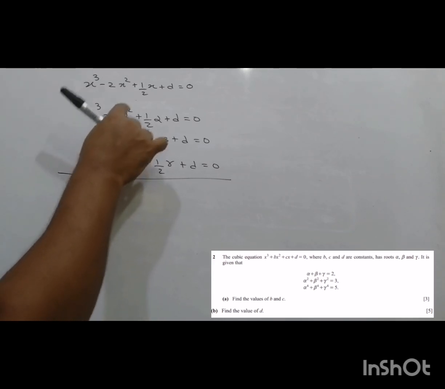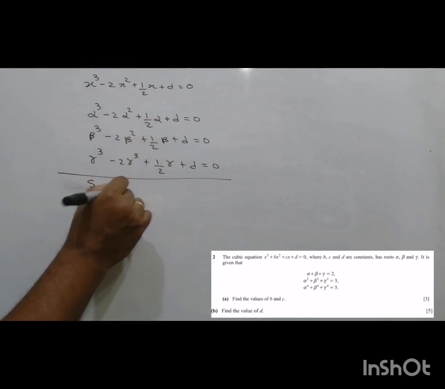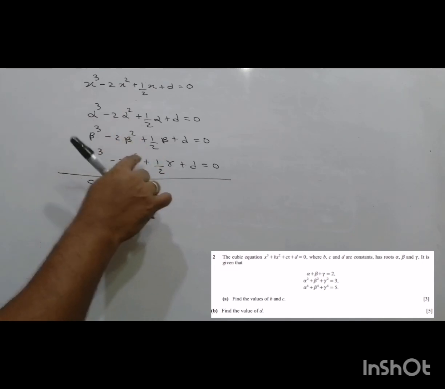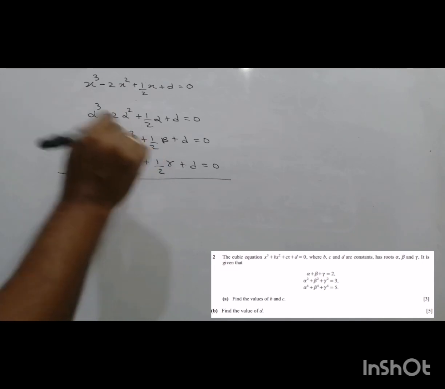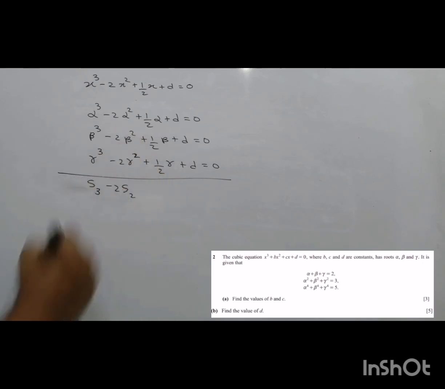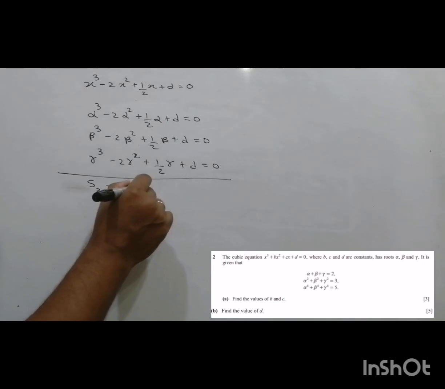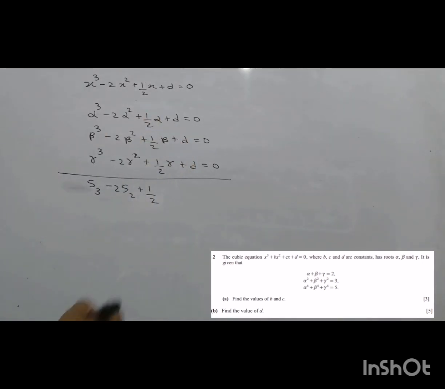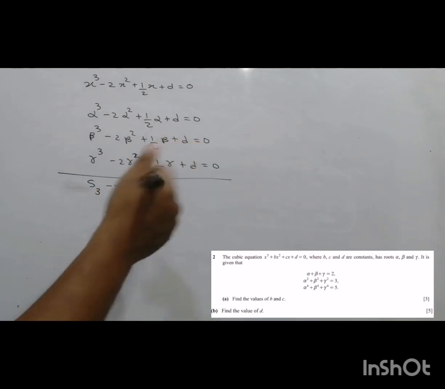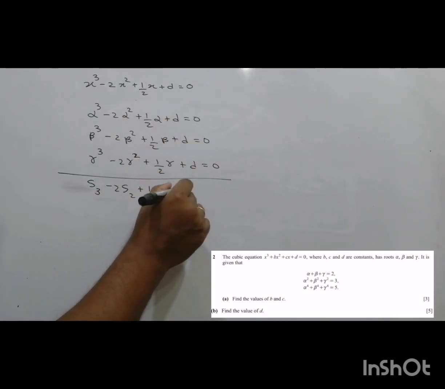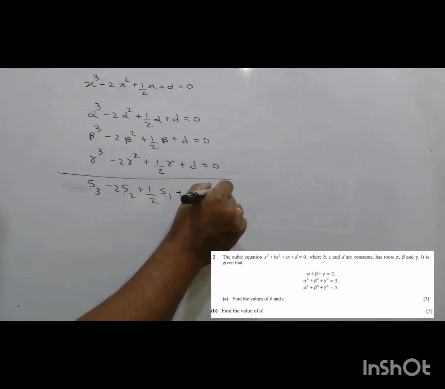So when you add all these three together, you get minus 2 times the bracket alpha squared plus beta squared plus gamma squared, not cubed, meaning it's going to be S2 there, the sum of the squares of the roots. And here we have half times the sum of the roots taken to the power of 1, that is just the sum, so it will be S1, plus 3D is 0.